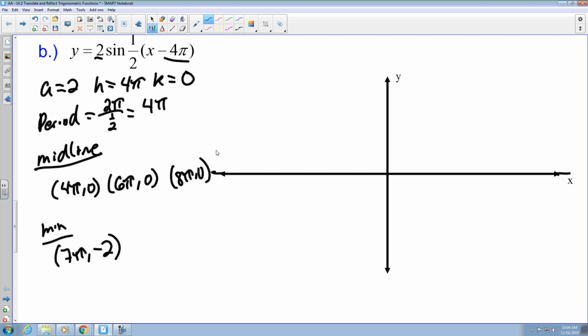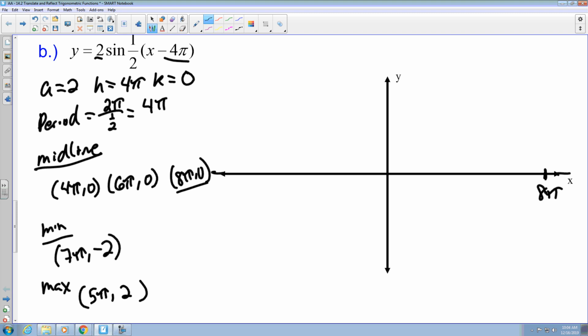And the max value is going to be coming from 1/4 times the period. So 1/4 times the period in this case is pi. Pi plus h is what? Pi plus 4 pi, which is 5 pi, comma a, which is 2, because it's a plus k, but k is 0. So my largest x coordinate looks like it's 8 pi, so I'm going to use 8 pi here.